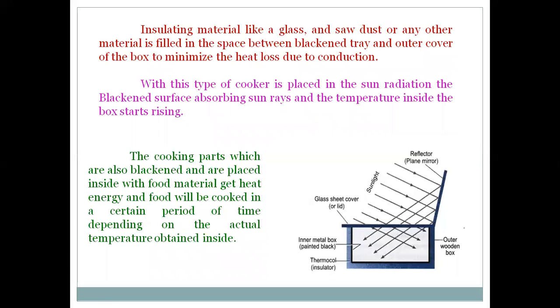So this is the black surface. This is black painted, so it absorbs all the radiation. And of course, if the utensils are also painted black, then the total radiation is absorbed by these utensils. The temperature starts rising, and the cooking time decreases.